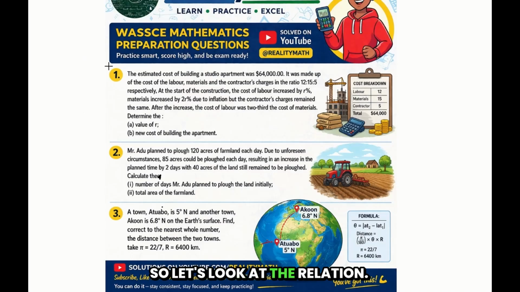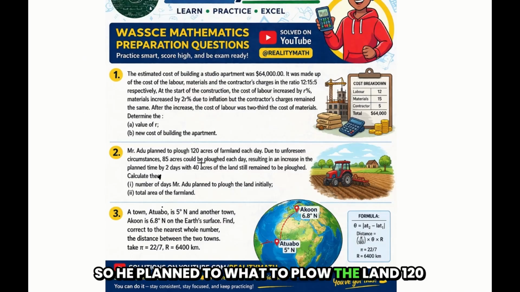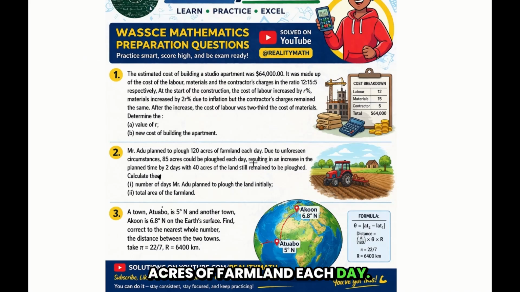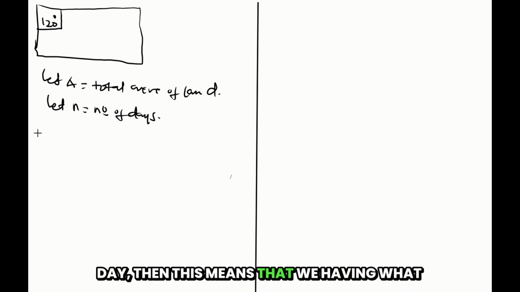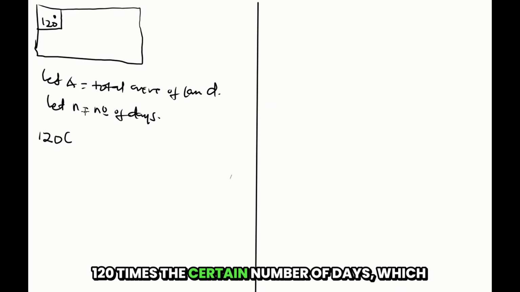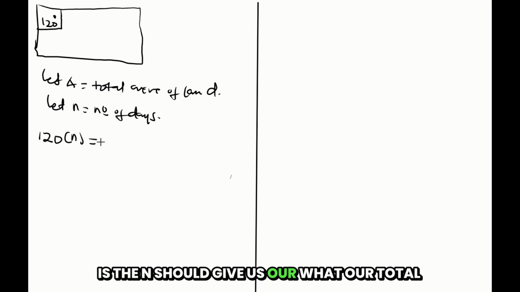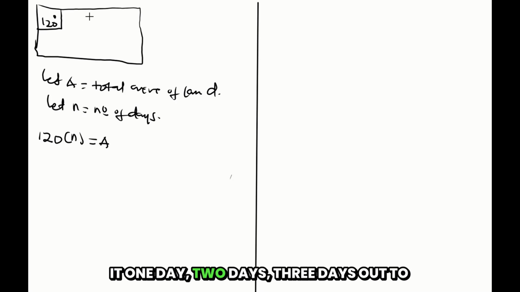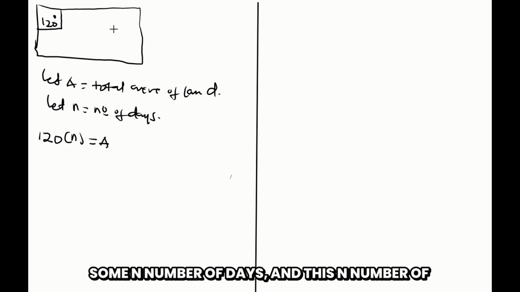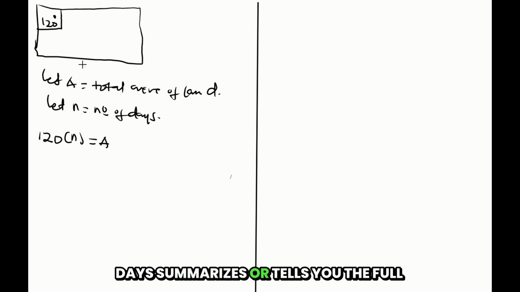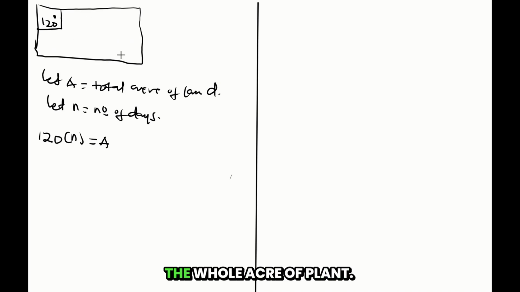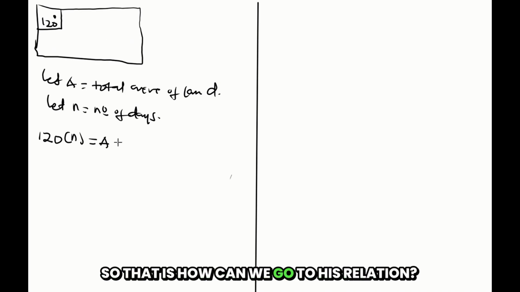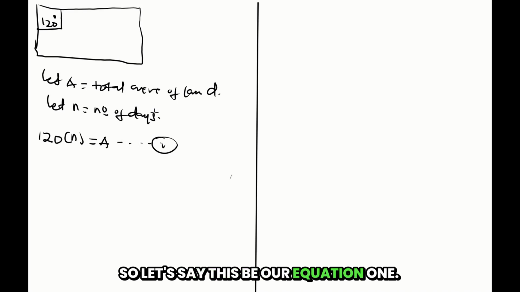Okay, so let's look at the relation. He planned to plow 120 acres of farmland each day. So 120 times the certain number of days, which is n, should give us our total acre of land, because he's going to plow 1 day, 2 days, 3 days, up to some n number of days. And this n tells you the full number of days he's going to use to finish plowing the whole land. So that is how we got this relation. Let this be our equation 1.